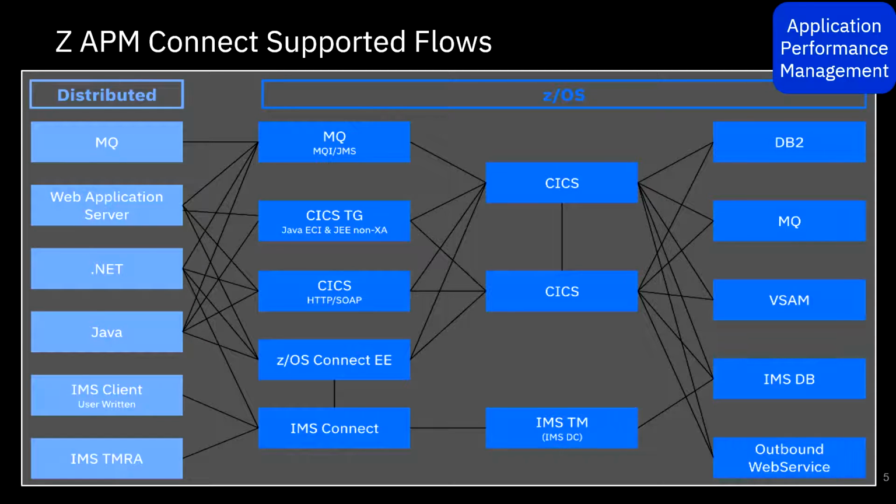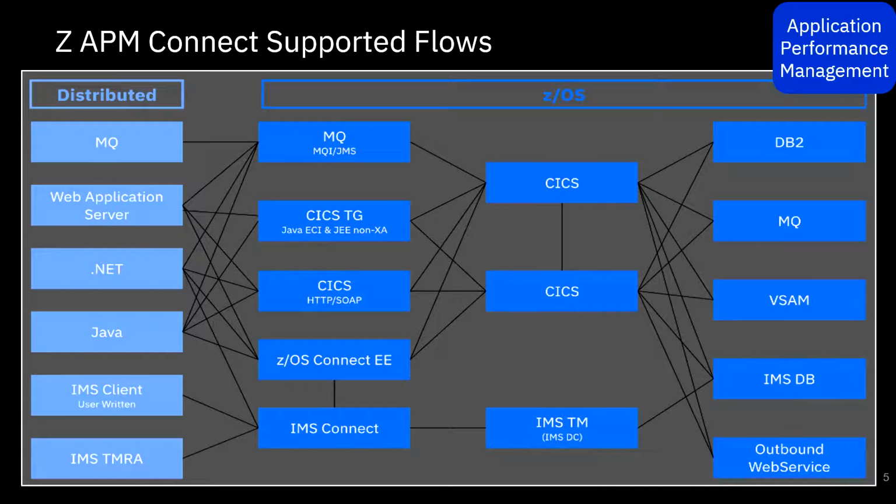z/APM Connect code, running as exits or interceptors on Z, monitors for the presence of an AppDynamics singularity header as requests are processed. When the header is found, z/APM Connect initiates data collection on the mainframe components of the application. The Z-based data is compiled on the host, then forwarded to the z/APM Connect distributed gateway, which makes the data presentable to the AppDynamics controller.